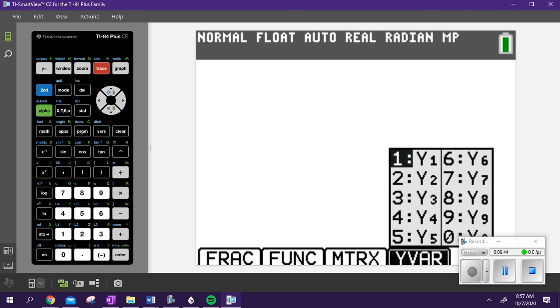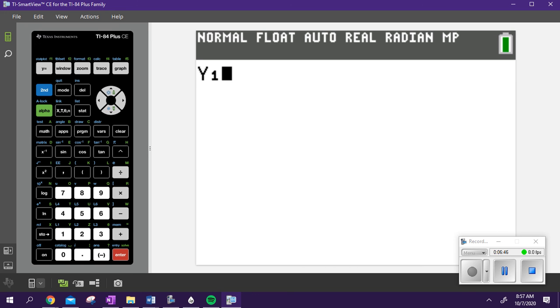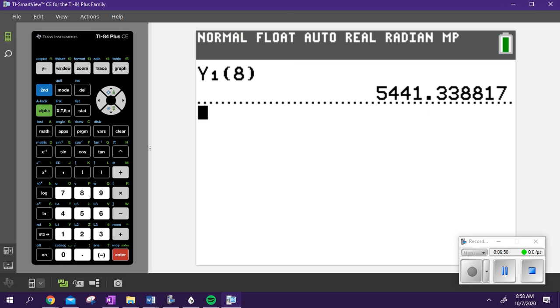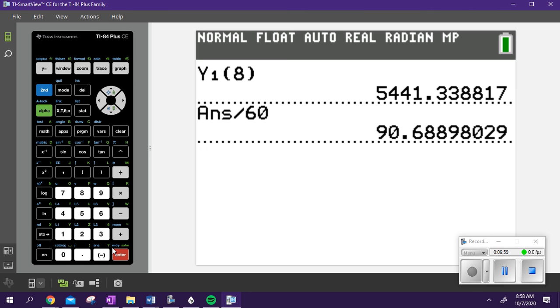I'm going to pick Y1 because I already stored that equation, and I'm just going to plug in the number 8. If I plugged in the number 8, it would take 5,441 seconds, otherwise known as 90 minutes. That's a long time.